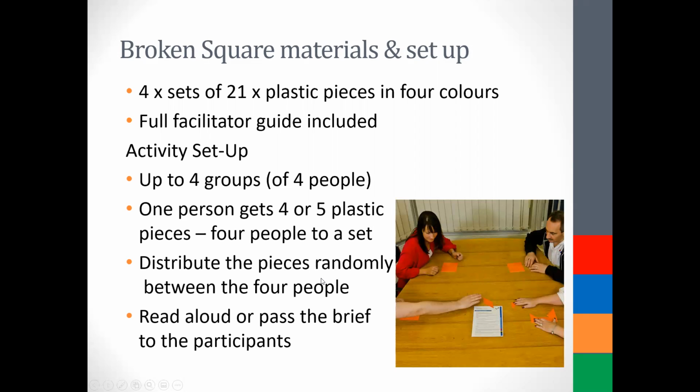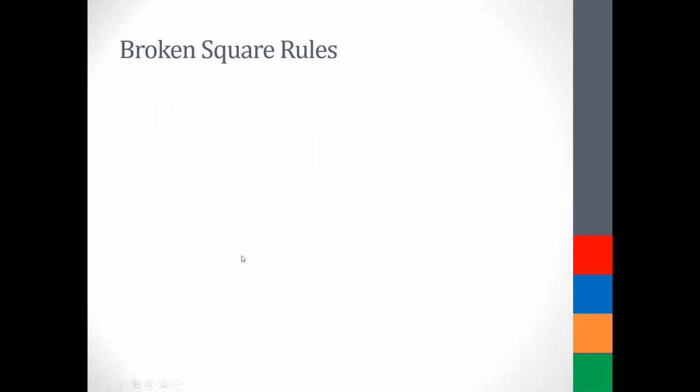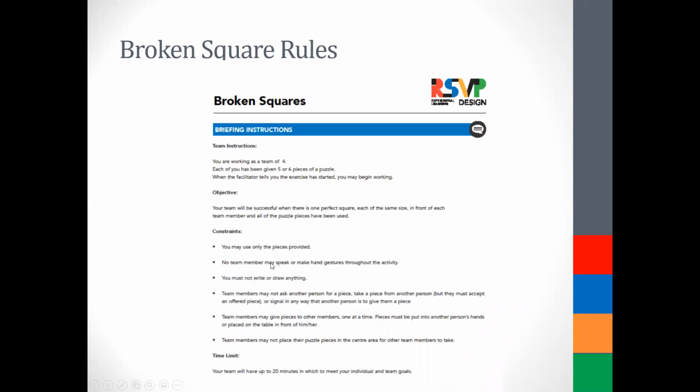So this is how a typical setup might look. You can see here 4 people. They simply need to be seated around a table where they can have these plastic pieces in front of them and have the ability to reach one another if they needed to pass pieces across the table. So that's the basic setup, relatively simple. And here's the briefing instructions.